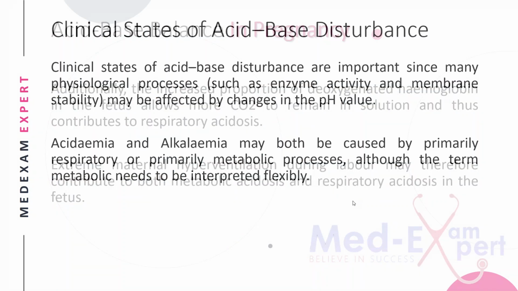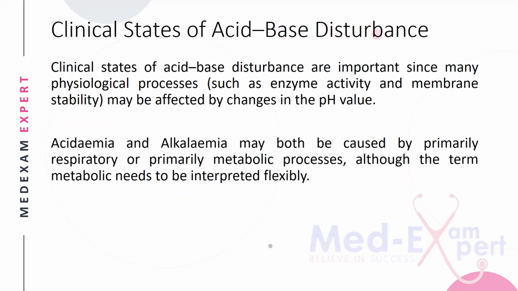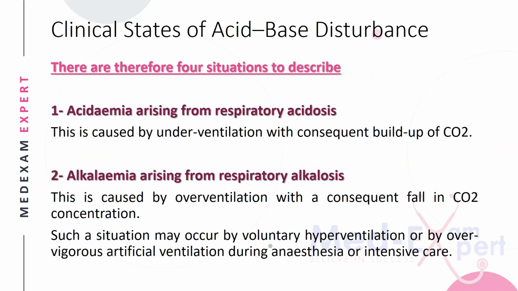So the final thing to know before we go to the steps of interpretation of the ABG is that we have 4 clinical scenarios which must be interpreted very carefully. The first one is acidemia, which arises from respiratory acidosis. This is caused by underventilation and accumulation or build-up of carbon dioxide. So when carbon dioxide is high, this is respiratory acidosis. And we have alkalemia arising from respiratory alkalosis.